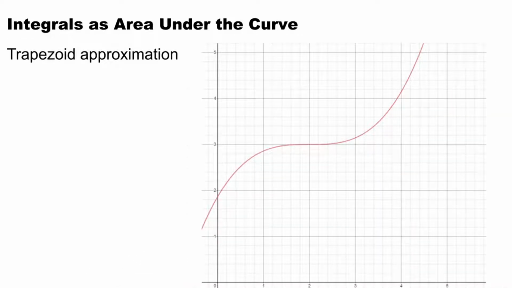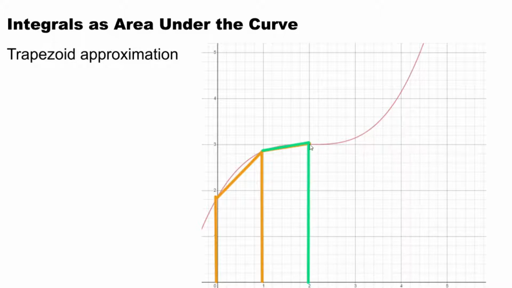Okay, trapezoid approximation, again, does something really similar where it says we're going to take the start and end points of each of my intervals in order to make these trapezoids. So here, I'm going to have trapezoid 1. Then I'm going to do this one in green. Then we're going to have trapezoid 2. Then we're going to have trapezoid 3. And then finally trapezoid 4.